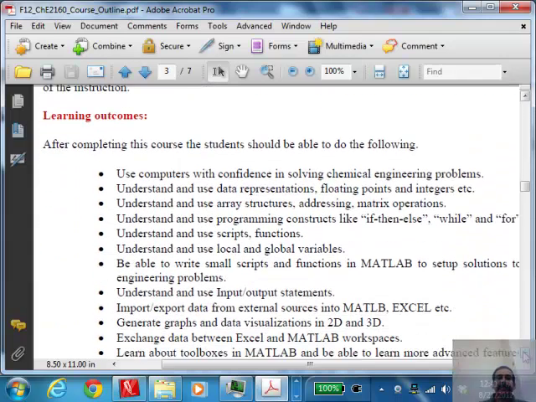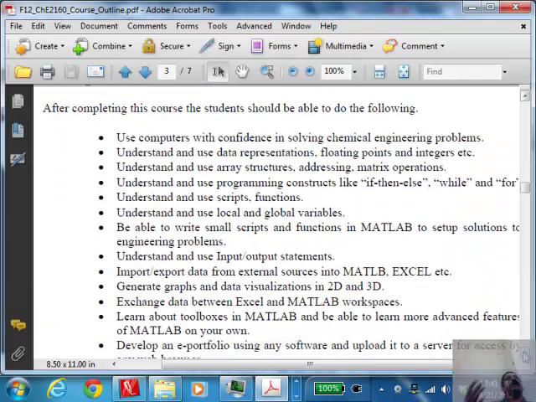So these learning outcomes and stuff you can read basically after you go through this course. You should have some rudimentary knowledge of what programming is. How many of you have taken any kind of a programming course in high school or first year?